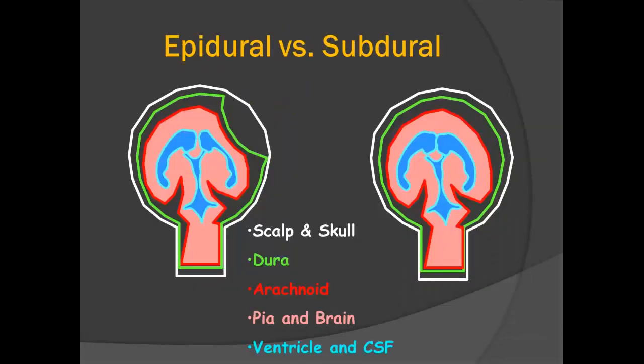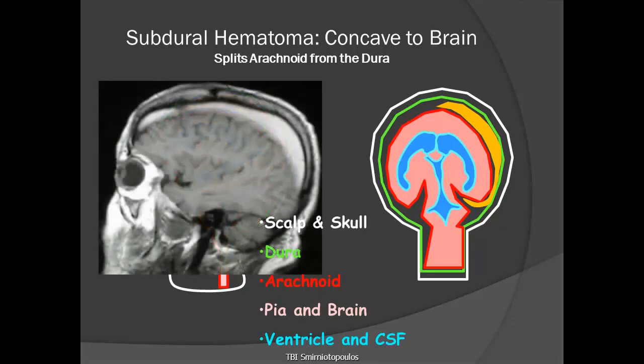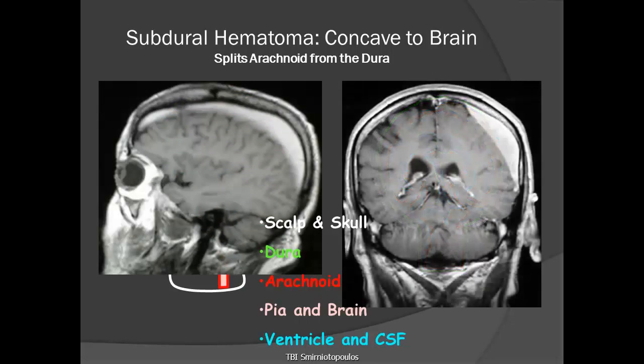In comparing epidural and subdural hematomas, epidurals are biconvex, subdurals are classically concave towards the brain. So remember that when we have a subdural hematoma, the blood is going to be layering around the arachnoid membrane and underneath the dura, and it may even go underneath the occipital lobe and underneath the temporal lobe. Again, the collection is typically concave towards the brain.